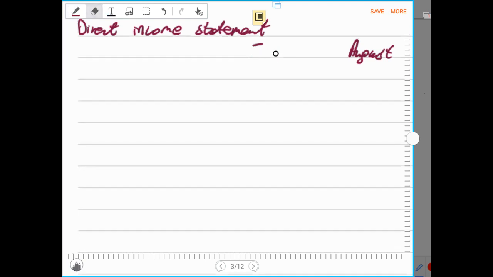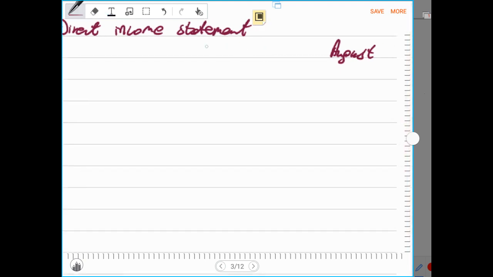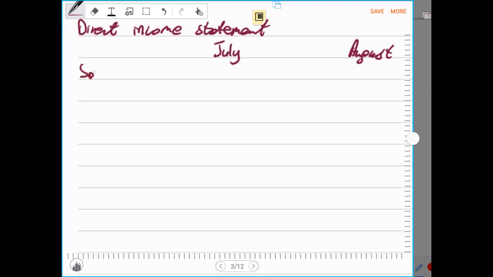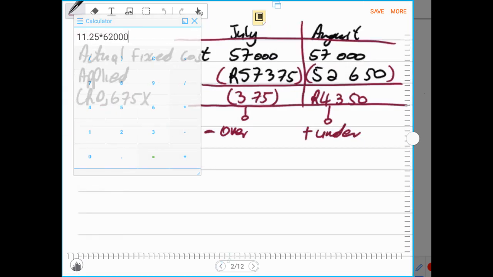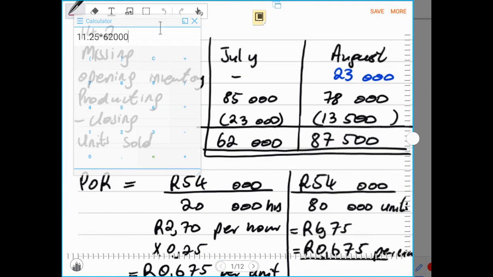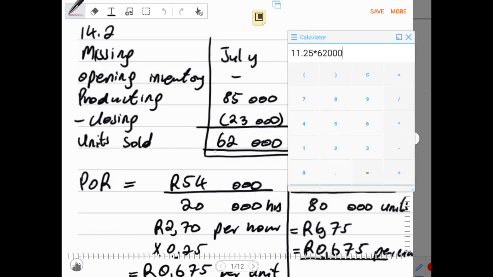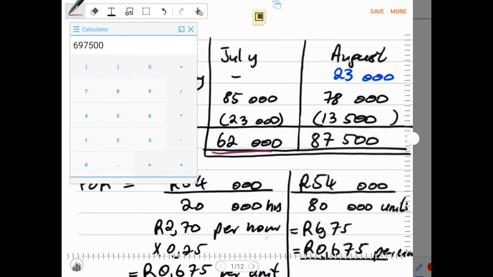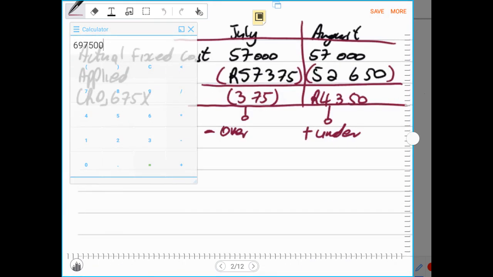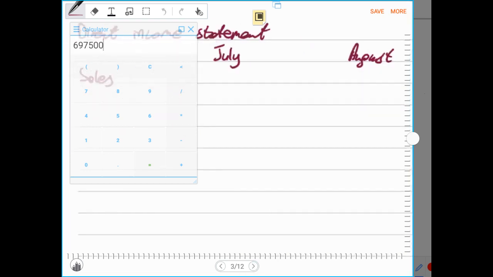And we know that we start with the amount of sales, and our sales were 11 rand 25 cents times 62,000 units that were sold. If I still remember, there were 62,000 units that were sold in the month of July. So we multiply that by 62,000, and it will give us the amount of sales as 697,500.